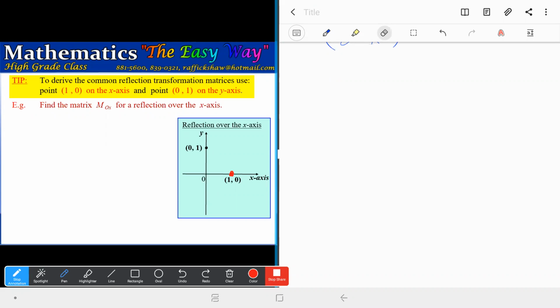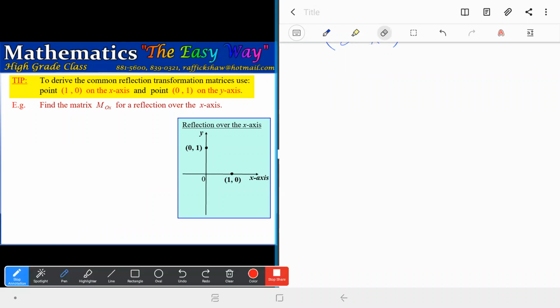So points on a mirror line are invariant points, because when you reflect points on a mirror line, they stay exactly where they are. So if you reflect a point on the x-axis, it's going to stay on the x-axis. So this first point is going to stay in the same place. All right. So that's what we know.